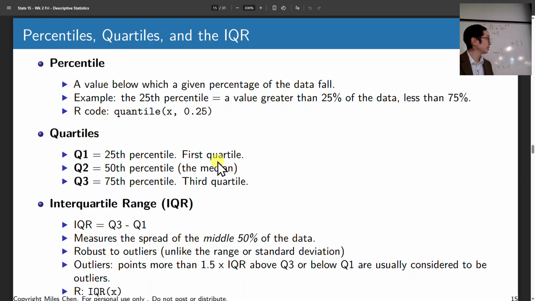Another thing that we use is the interquartile range. But before I can get to the interquartile range, I've got to explain percentiles and quartiles. So percentiles, you guys are probably familiar with all of this from standardized testing, right?